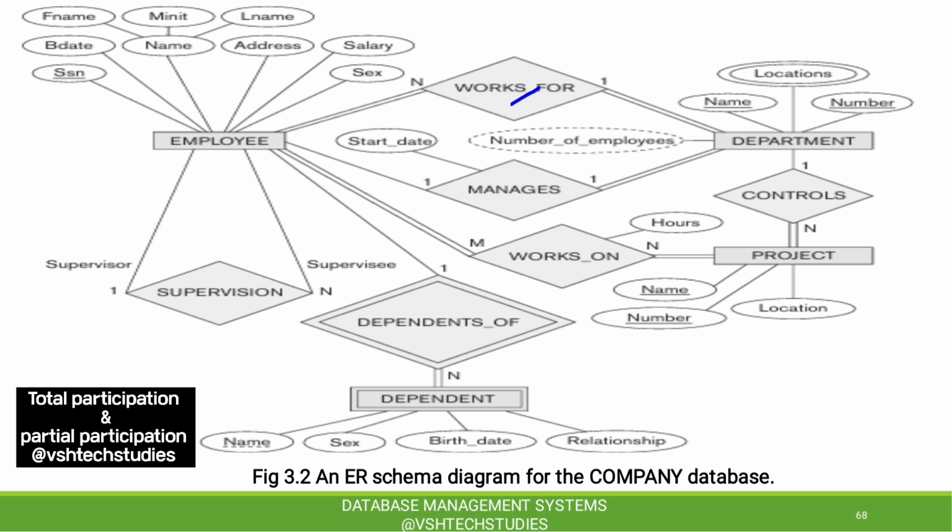So here, for the works for relationship, the entities which are participating are employee and department. Employee is connected with double line to works for relationship. That means employee entity totally participates in works for relationship. That is, all the employees do participate in works for relationship, hence it is total participation. All the departments are worked upon by employees and hence department entity totally participates in the relationship works for.